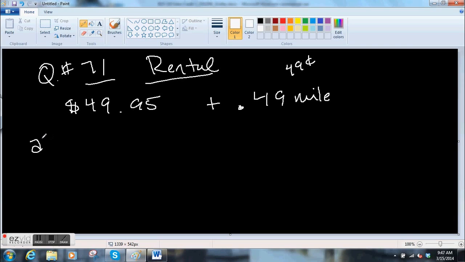Okay. So part A says if X is the total number of miles driven, X equals miles driven, find an expression for the total cost of renting the truck for a day. So the total cost, I'll write total cost.